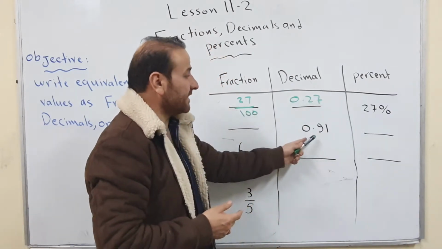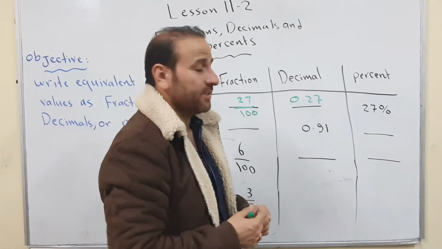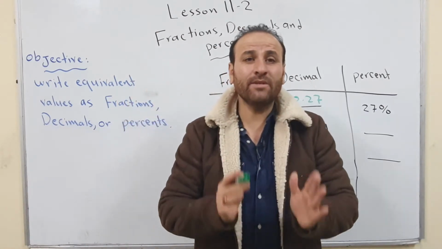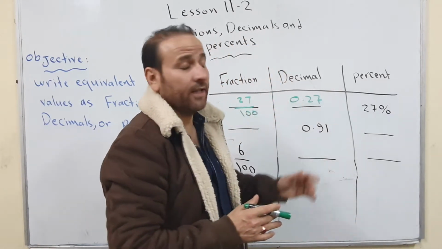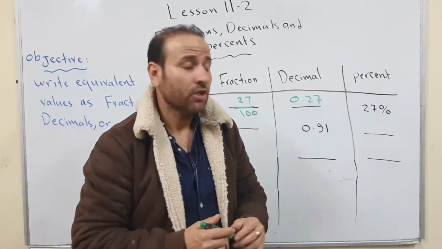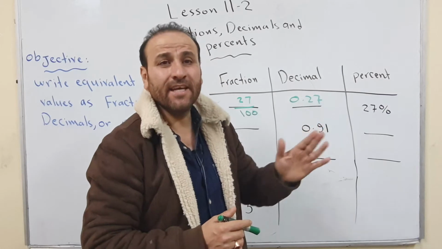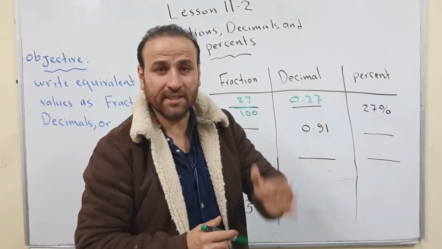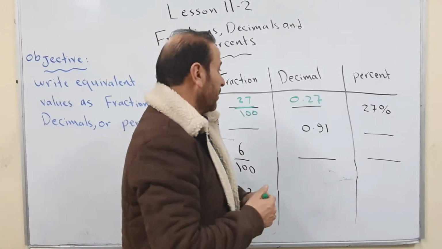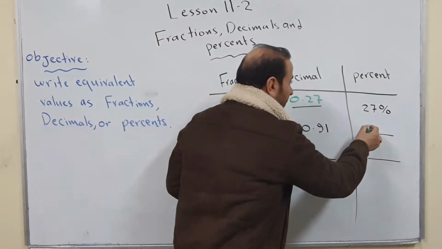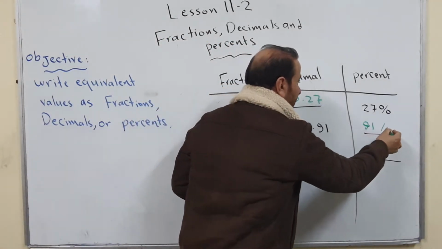Now we have a decimal, 0.91. 0.91 means 91 hundredths. If we want to read it, we can read it as 91 hundredths. So 91 hundredths means 91%. We can write it directly, 91%.